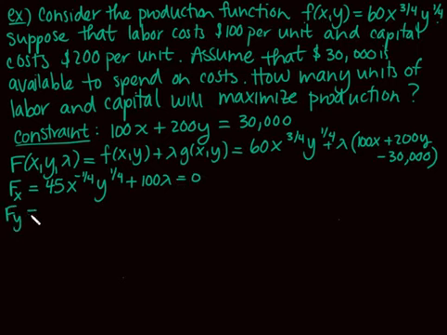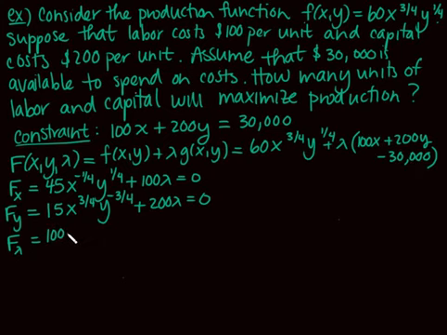F sub y, same thing. I'm going to bring the 1/4 down, so that would just be 15. The x just hangs out because it's treated as a constant. I get y to the negative 3/4. And then here, if I took that lambda through, I would have plus 200 lambda equals 0. And then the last equation that we need to find for our Lagrange multipliers here is just take the derivative with respect to lambda, and all you're going to get here is this function right there. So 100x plus 200y minus 30,000 equals 0.